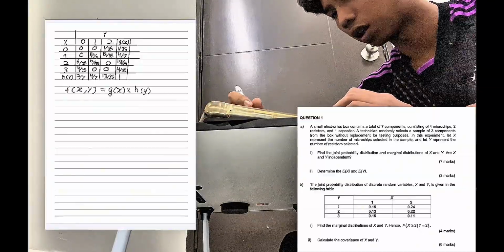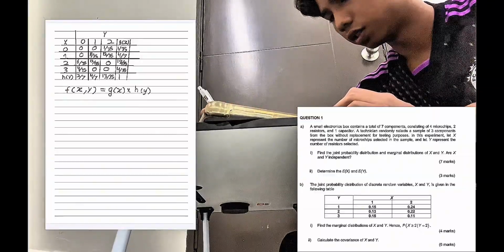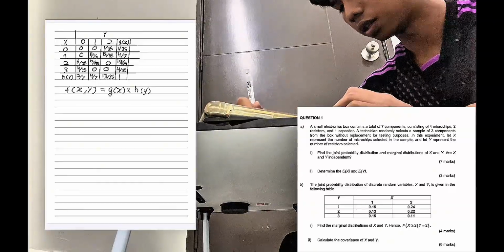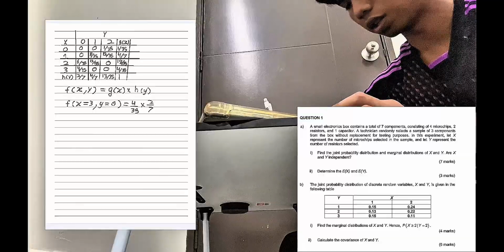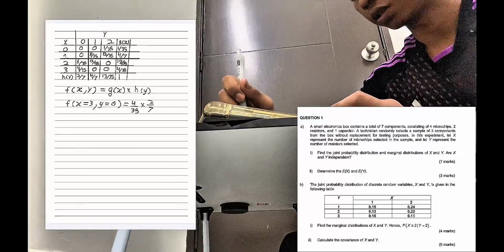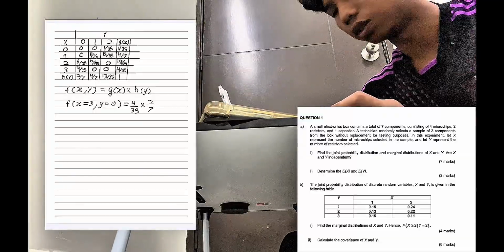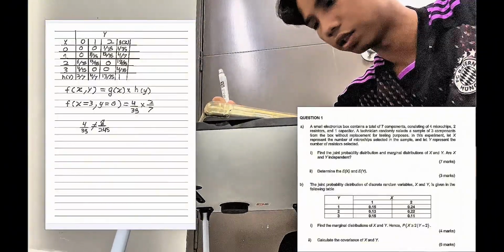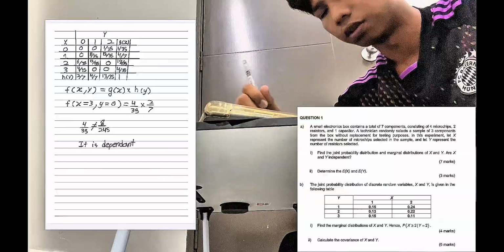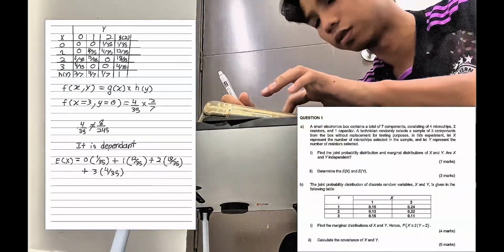To test independence, I check whether Fx0, Fx3 and Y0 is equal to 4 over 35. But G3 times H0 is equal to 8 over 245. Since they are not equal, X and Y are dependent.